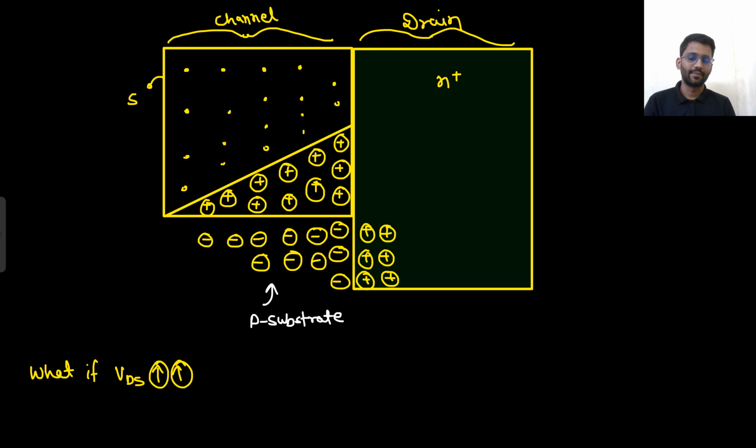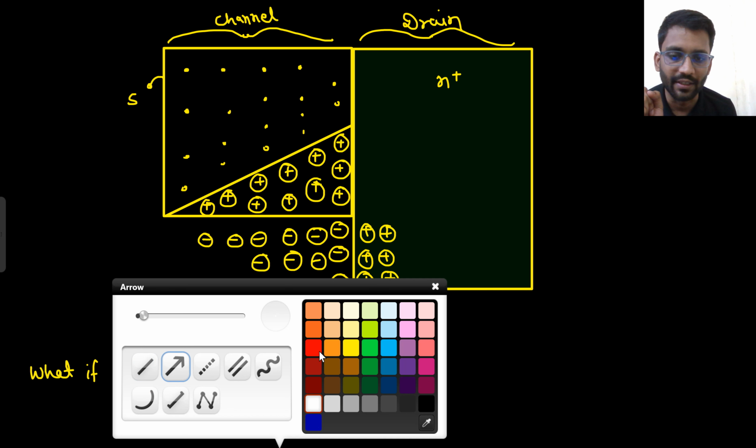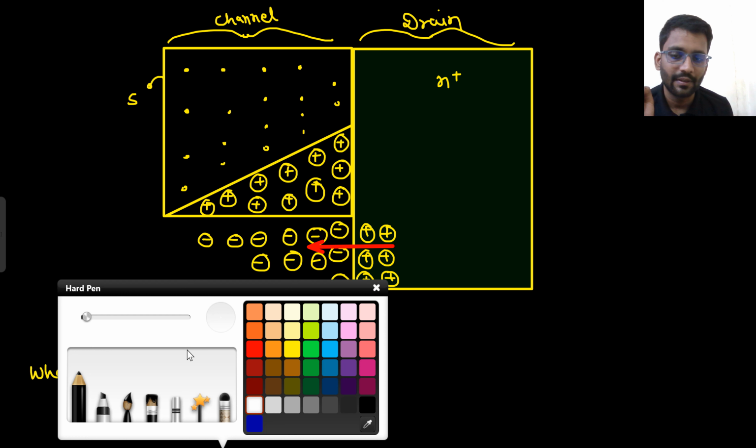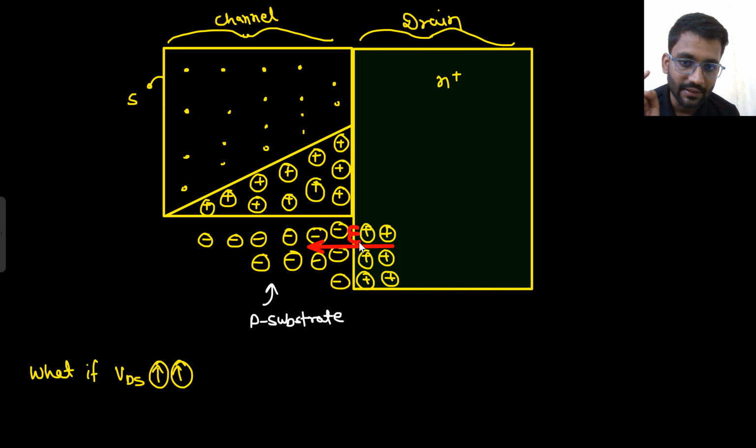So now what is happening? At the drain side we are having reverse bias, so there is this depletion region. Because of this depletion region, an electric field is generated. This you can't see, you can use a green color pen. Because of this depletion region, plus and minus, there is an electric field generated.